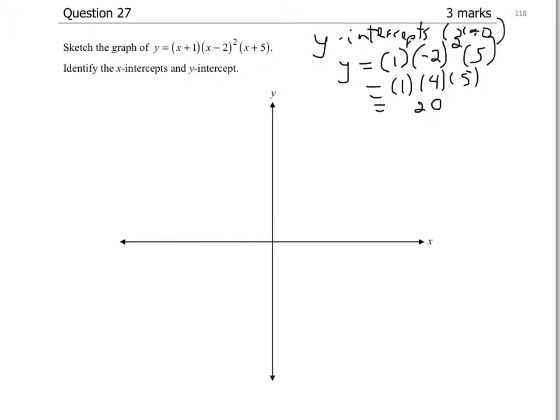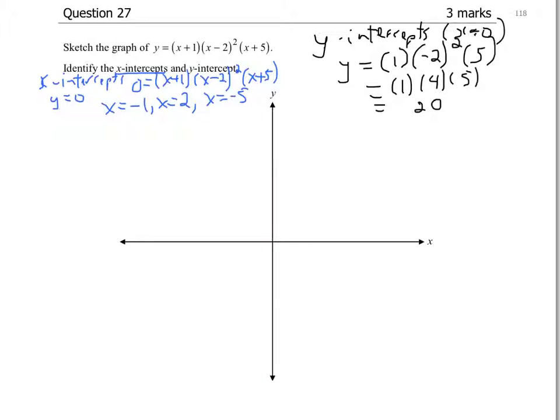Next, we will look at the x-intercepts. When we're finding x-intercepts, we are looking for where y equals 0. Luckily, this equation is already factored, so it's going to be pretty easy to do. If we solve each of these factors, we get x equals minus 1, x equals 2, and x equals negative 5.